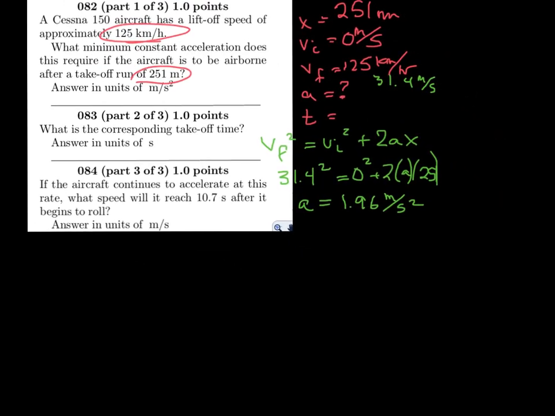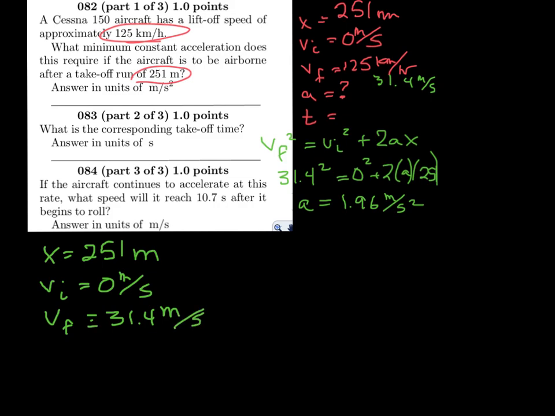What is the corresponding takeoff time? So now we are solving for time. Let's write our variables down one more time a little bit more neatly. Our displacement is 251 meters, because that's how far it's going to go during takeoff. Our initial velocity is 0 meters per second, our final velocity is 31.4 meters per second, our acceleration is 1.96 meters per second squared, and we're solving for time.